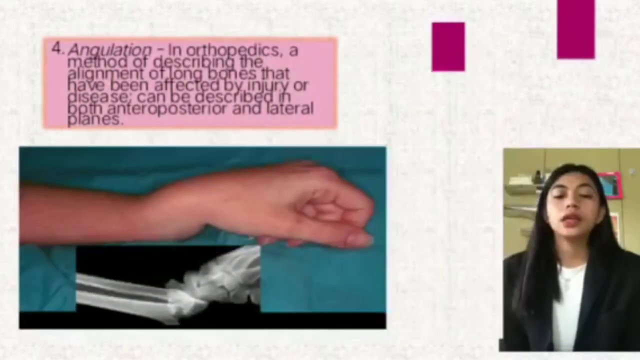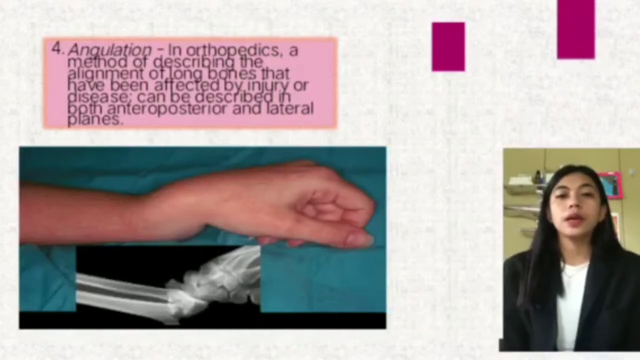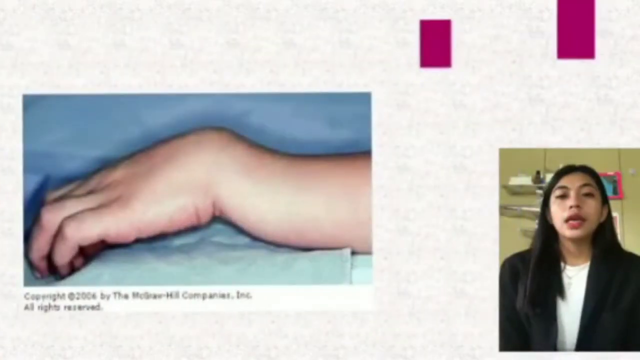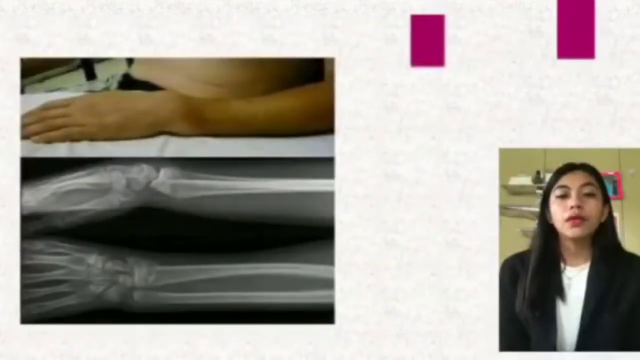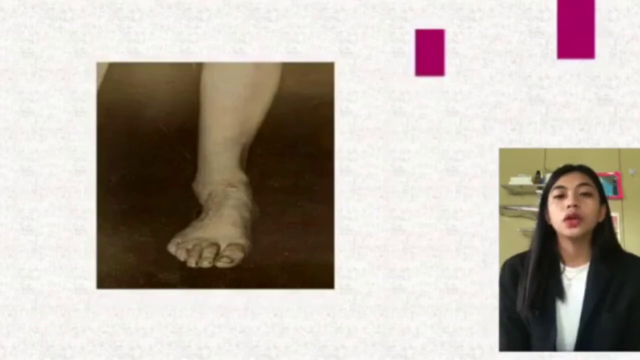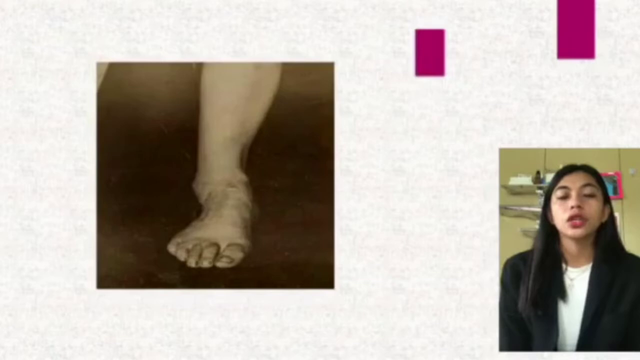Fourth is angulation. In orthopedics, a method of describing the alignment of long bones that have been affected by injury or disease can be described in both anteroposterior and lateral planes. Fracture angulation describes a specific type of fracture displacement where the normal axis of the bone has been altered such that the distal portion of the bone points off in a different direction.